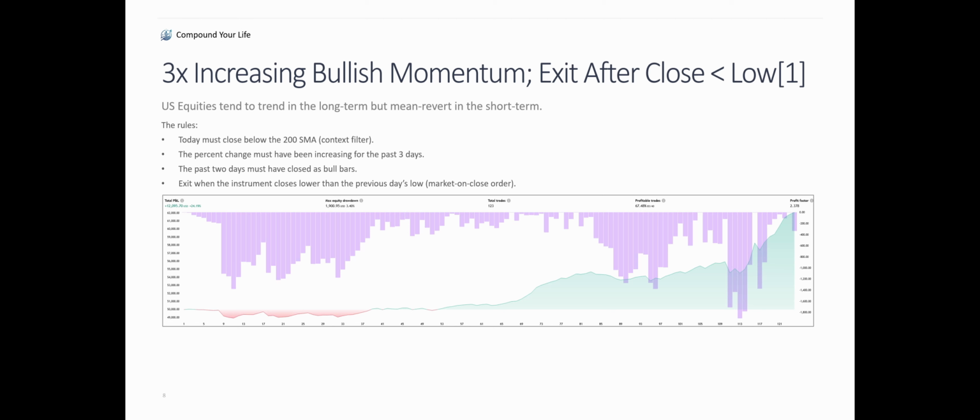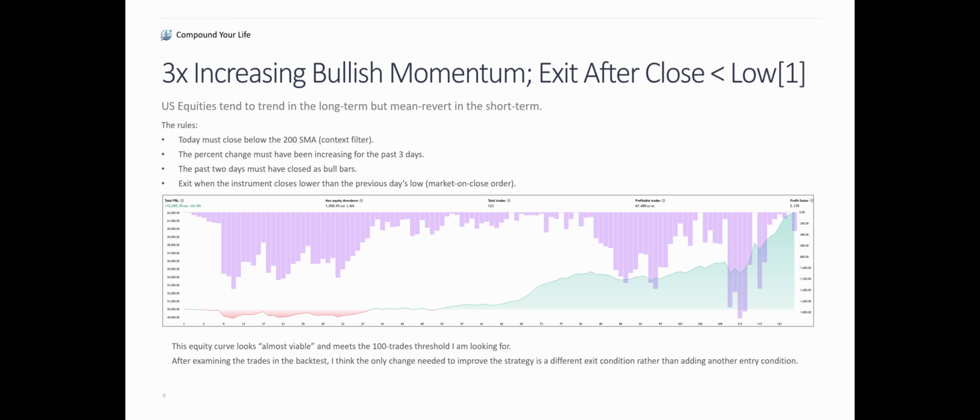Now, if you do algo trading long enough, you'll find that a lot of equity curves kind of look like this. And the way I like to interpret this is that this is almost viable. So the general idea is partially viable to trade, but maybe something needs to be tweaked in terms of how it's entering or exiting.